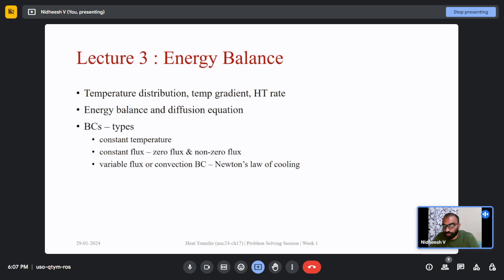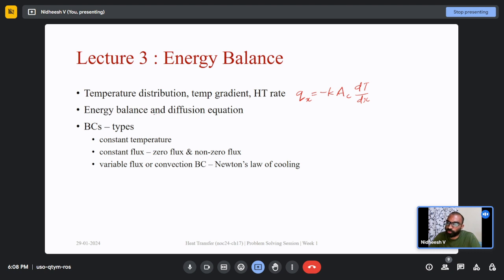We talked about temperature distribution, the temperature gradient in different systems, and heat transfer rate, and we related them to Fourier's law equation. For a 1D system, we can say the heat transfer rate in the x direction is equal to minus thermal conductivity, times the area of cross section, times the temperature gradient, right? These are important relations that you have to remember throughout this course.